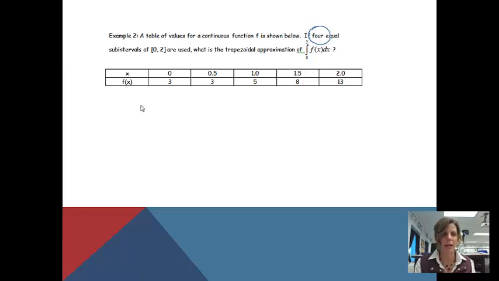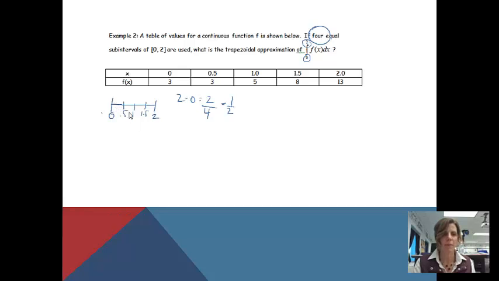So again, what I like to do first is I know that I need to get from 0 to 2. So I make my chart going from 0 to 2. I need 4 intervals. So the distance between those two is 2. I need to break it up into 4 parts. So each part is going to be 1/2. So 0, 0.5, 1, 1.5, and 2.